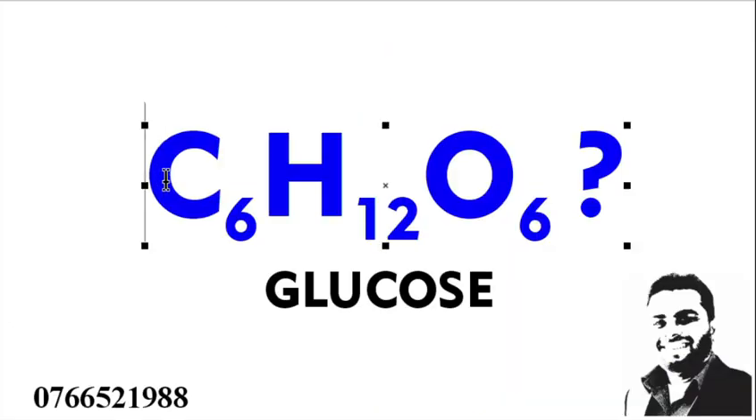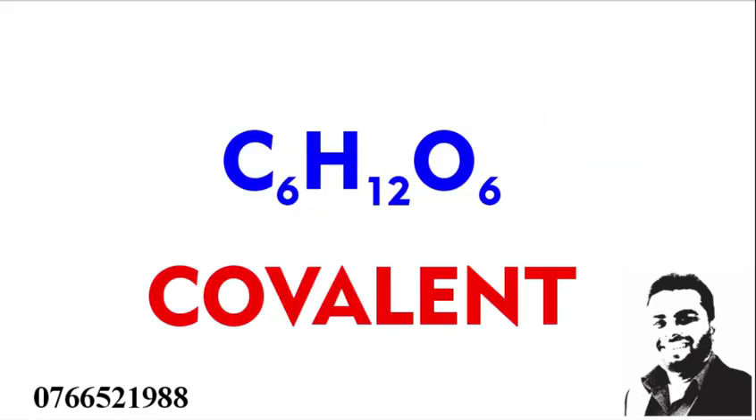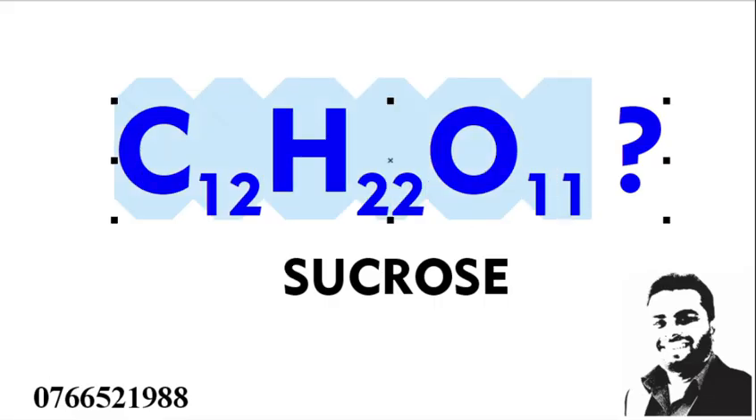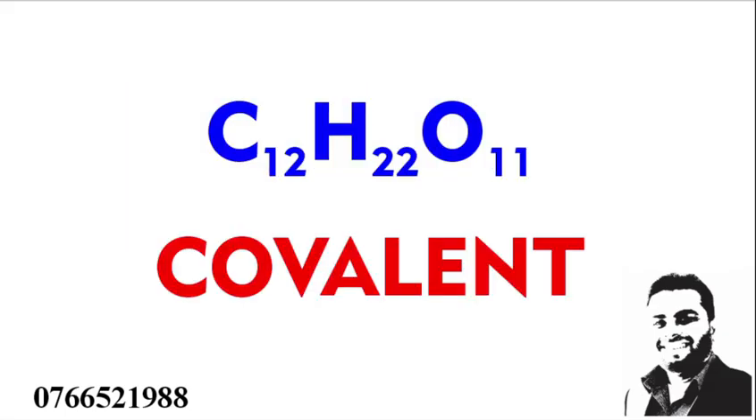So what do you think about this molecule? You know glucose. Is the glucose molecule ionic or covalent? Can you guess? Yes, it is covalent. There are no metals found here. These all are non-metals. They usually make covalent bonds. Sucrose, sugar, your table sugar found in your kitchen. Ionic or covalent? Covalent.